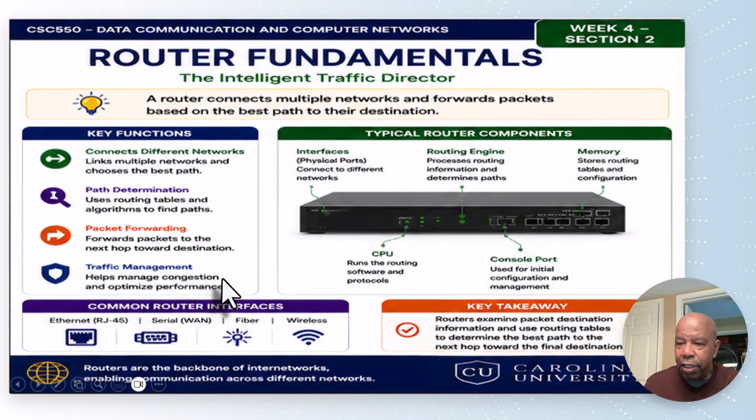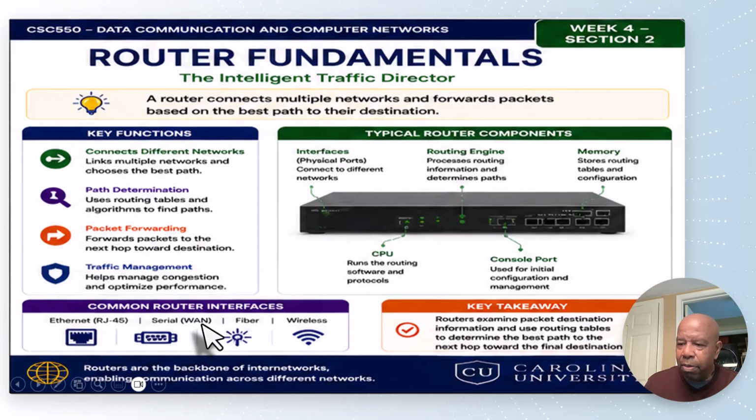Traffic management helps manage congestion and optimize performance. If we look at a particular router, you probably have a router in your home or in your room for connecting outside of the LAN. So with router fundamentals, the router connects multiple networks and forwards packets based on the best path. Typical router components are interfaces, physical ports that connect to different networks; the routing engine, which processes routing information and determines paths; and memory, which stores routing tables and configuration.